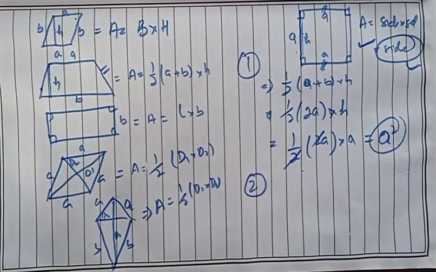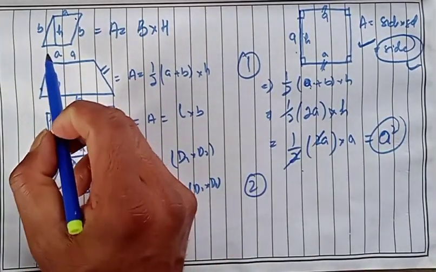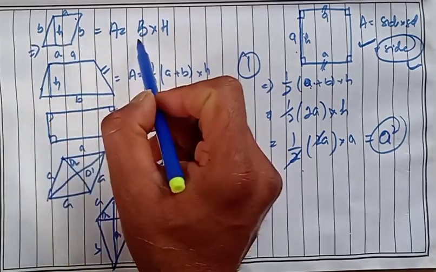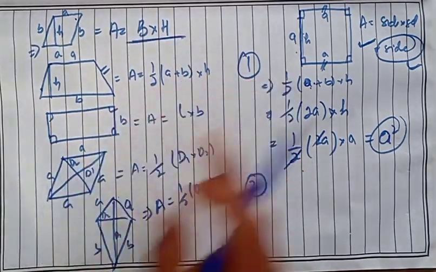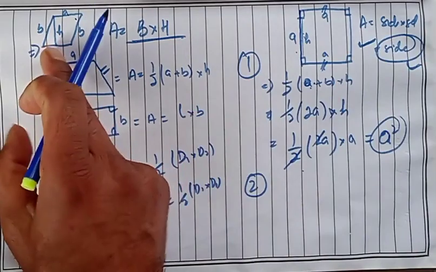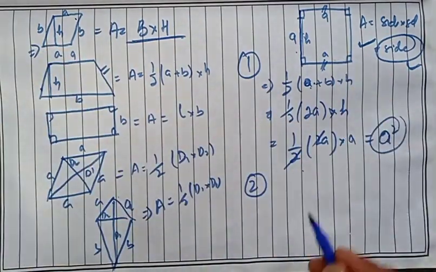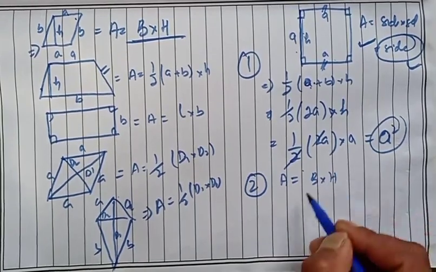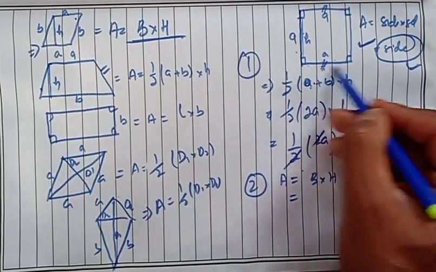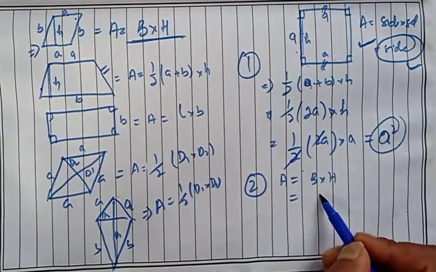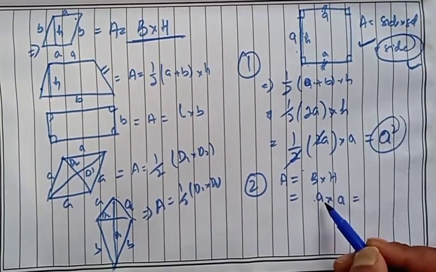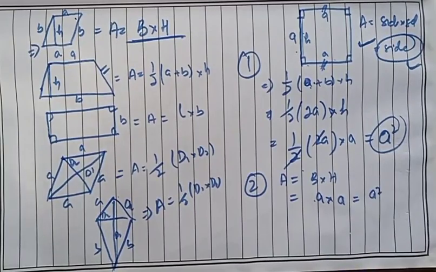Now the second case is we will use the formula of the parallelogram, that's B into H. We will apply the formula of the parallelogram to this shape, that is the square. Base into height: the base of this quadrilateral is A and its height is also A, which is again A into A is equal to A square. This is the second case.